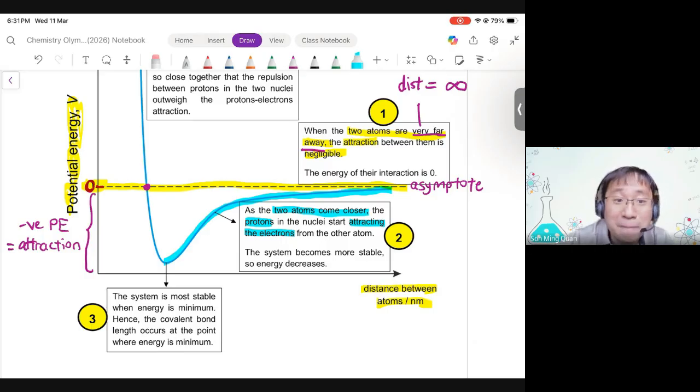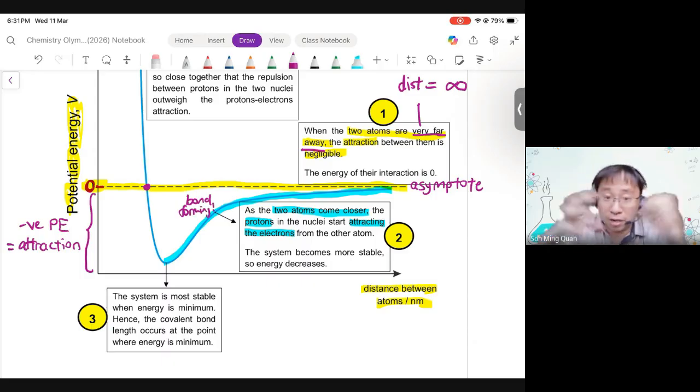Bond formation. Now you know why, right? Attraction means forming bond. Oh wow, so bond forming means the energy goes down. Energy goes down means energy is lost to the surroundings. That's why bond forming is exothermic. Yes, for flourish. So now do we appreciate one more viewpoint?